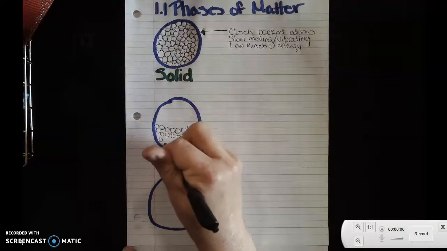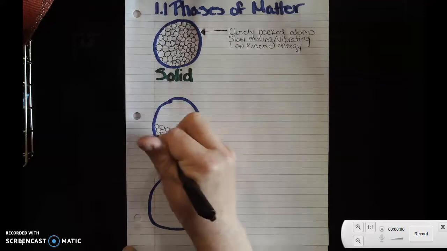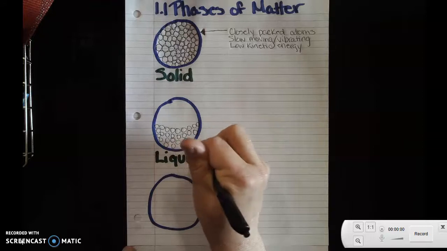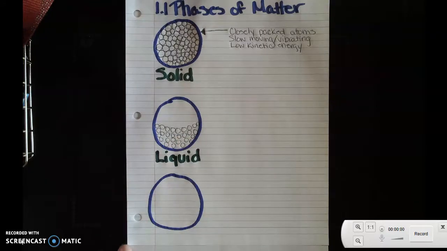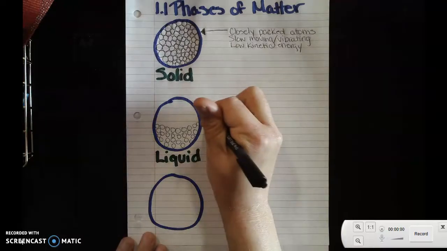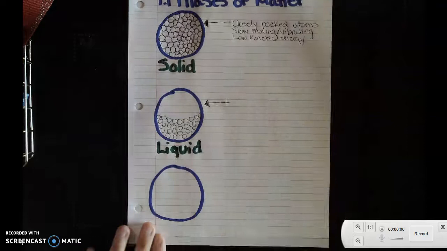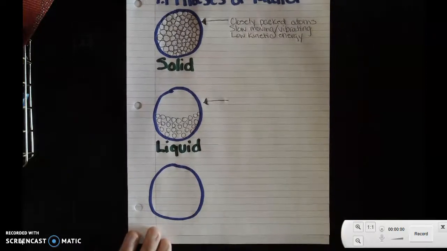This one's not going to take as much time. So in a liquid, the atoms are touching, they are close, but there's more space in between. That extra space in between is what allows for that movement and that motion. Draw my arrow in again. Just keeping things nice and neat and consistent.